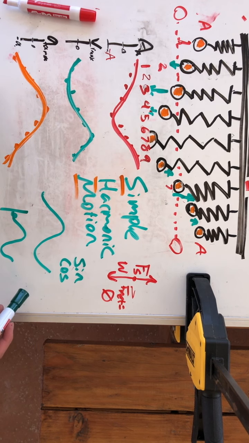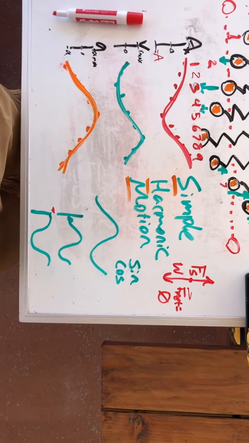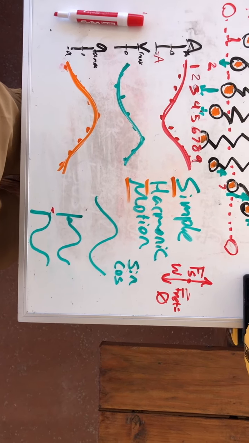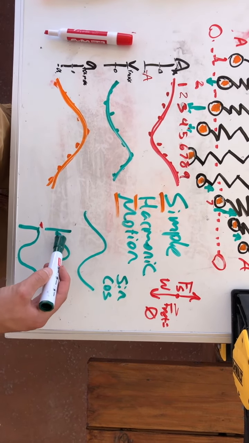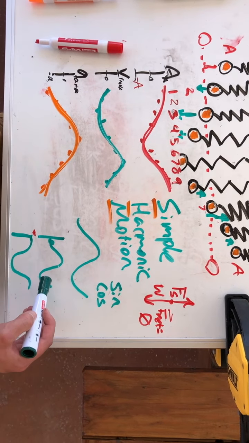Notice how they have the same shape, just different starting positions. You can't see that very well, so let me move the camera slightly. All right, there it is. Sine up here starting at 0, and cosine starting at some sort of maximum value.